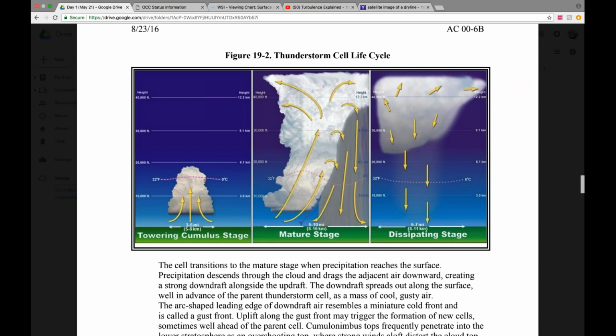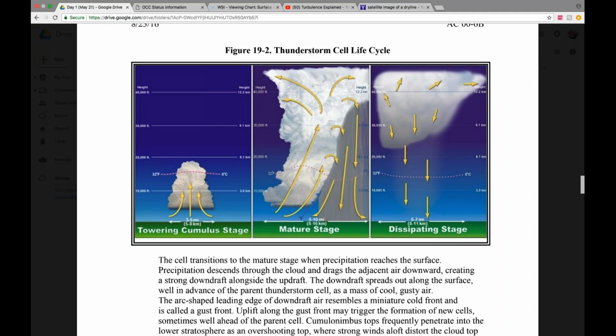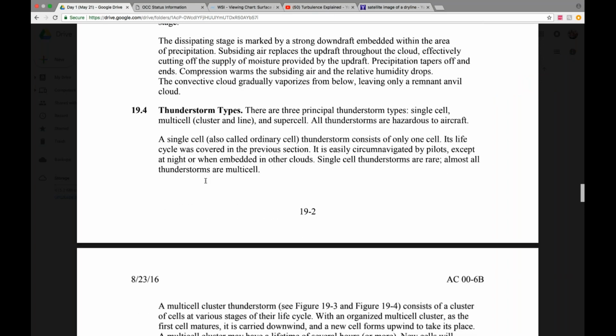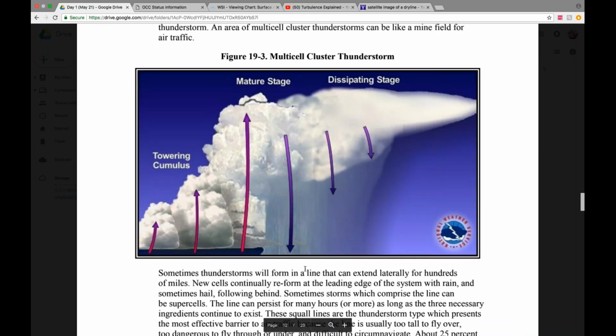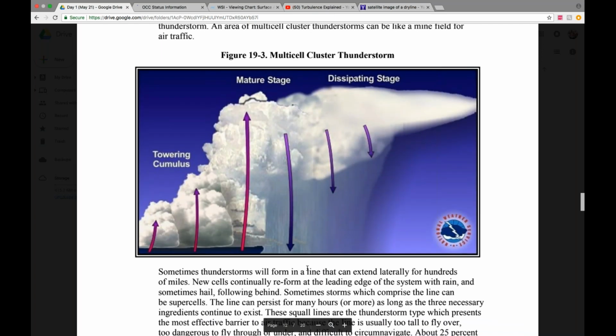So that video talked about squall lines, right? So squall lines are extremely dangerous. They're when we see, oh, there you go. That's a good shot there.